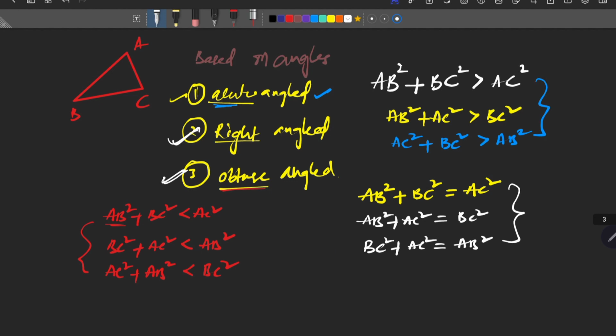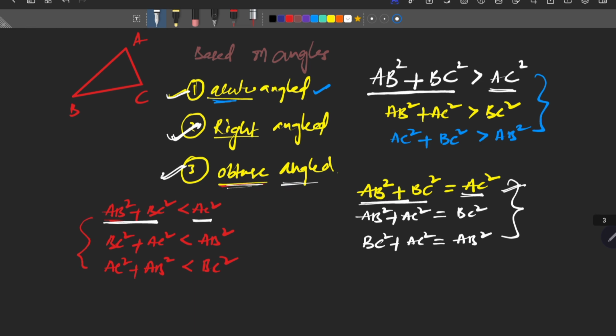I'll repeat again. First statement: the sum of squares of any two sides is greater than the third side's square, that is an acute angle triangle. The sum of squares of any two sides equal to the third side's square means it is a right angle triangle. This is also called the Pythagoras theorem. The third condition is that the sum of squares of any two sides is less than the square of the third side, so we can conclude it's an obtuse angle triangle. I hope you are clear.